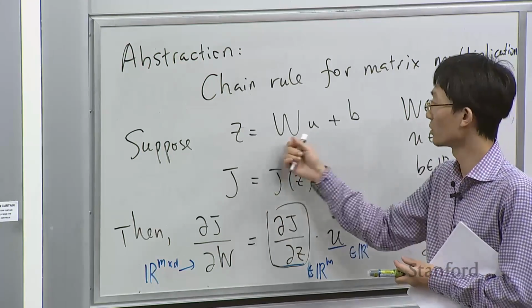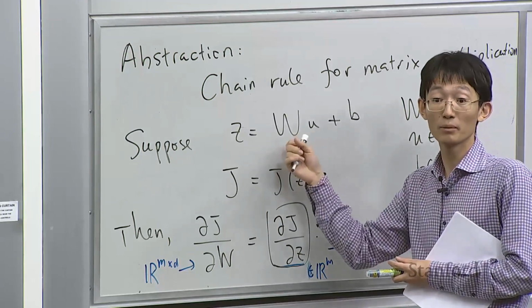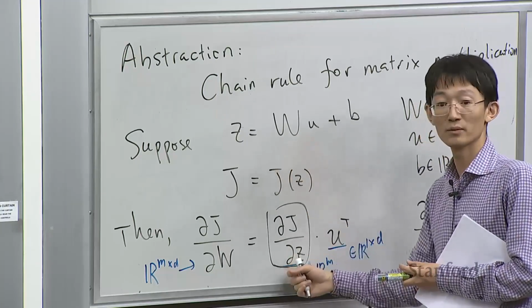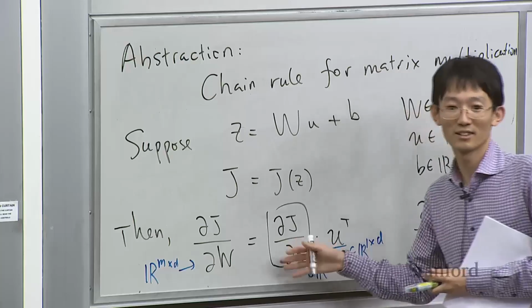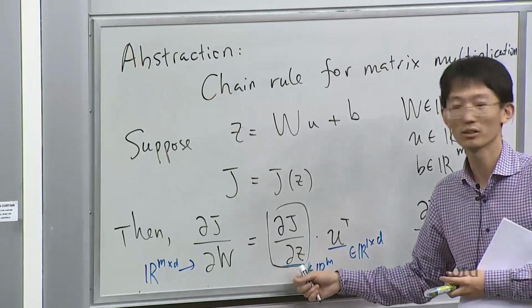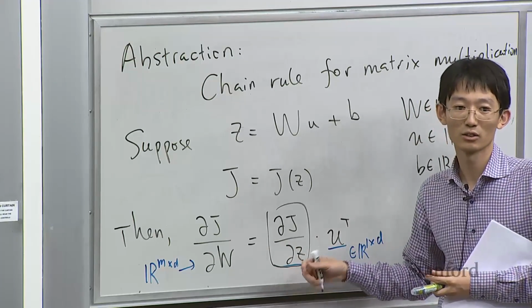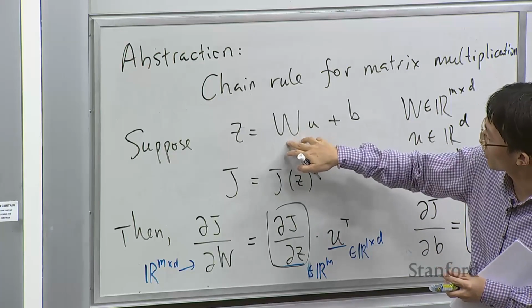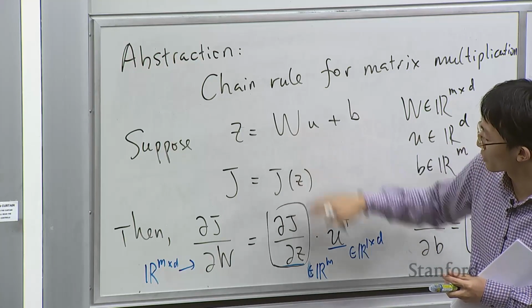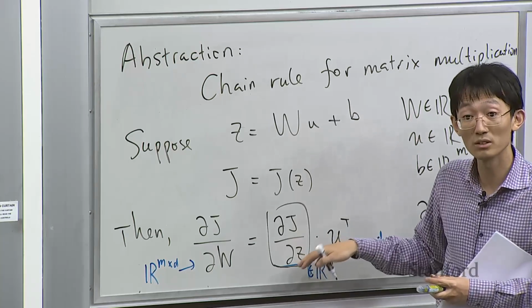It says that if you want to take the derivative with respect to W, then you only have to know the derivative with respect to intermediate variable Z. And then next I'm going to talk about how to take the derivative with respect to Z. But this is kind of a decomposition, right? So it says that if you want to know the derivative with respect to W, then you only have to know the derivative with respect to Z.